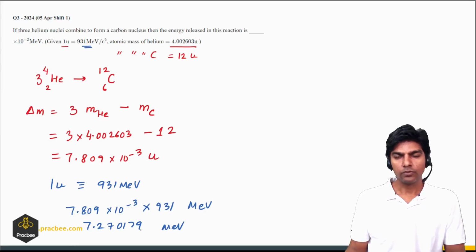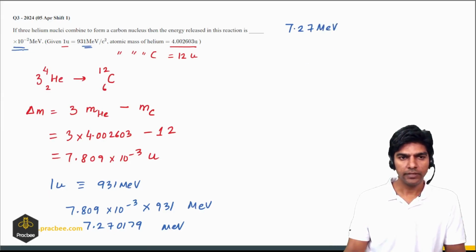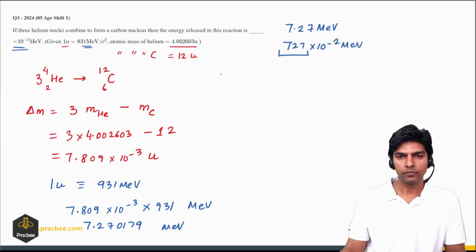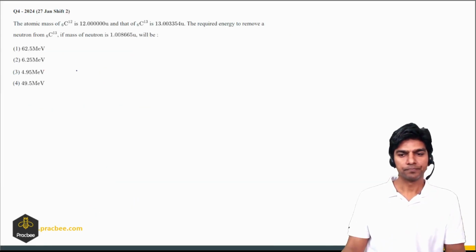So let us round off this answer up to 3 significant figures. So it comes out to be 7.27 mega electron volt, and we have to find the answer in terms of 10 raised to minus 2 mega electron volt. So that will be 727 times 10 raised to minus 2 mega electron volt. So the answer will be 727. Right. So let us see the next question.